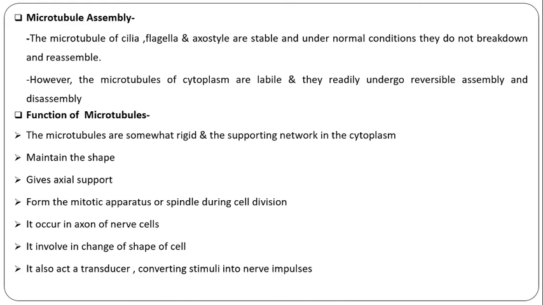So its main function: the microtubules are a somewhat rigid and supporting network in the cytoplasm. Thus they form the cytoskeleton and give shape to the cells. So microtubules maintain the shape of the axon of nerve cells, exopodia of protozoans, cilia and flagella. The biconcave shape of RBCs is maintained by microtubules.